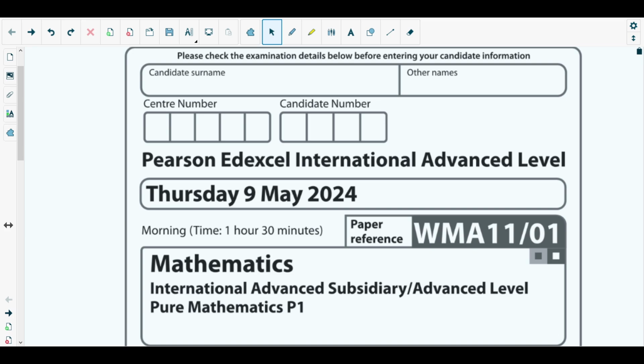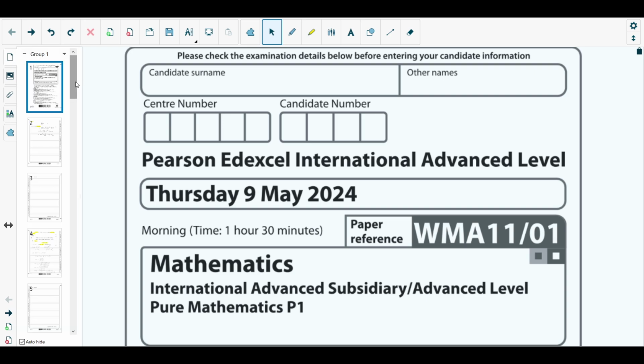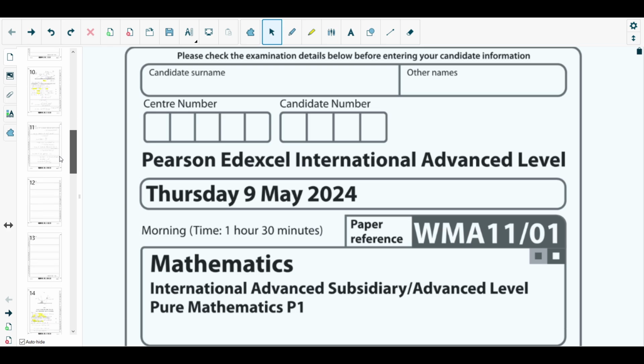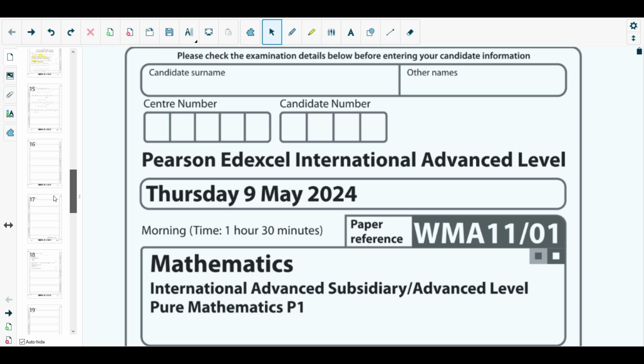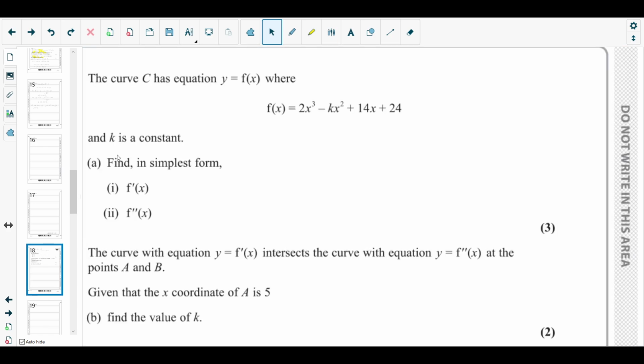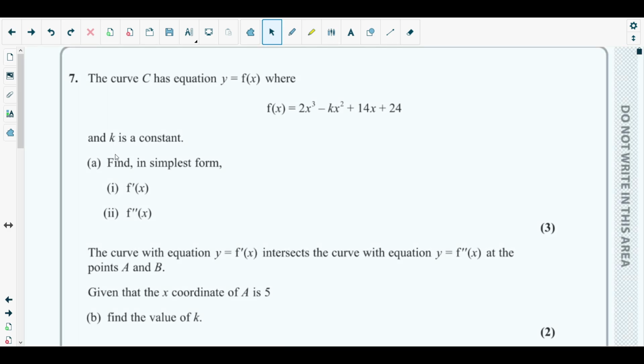In this video we will be solving question number 7 from the May 2024 P1 paper. Let's see what question number 7 is about. It's from the calculus part of P1, that is chapter 8 and chapter 9, the differentiation and integration parts of your P1 textbook.